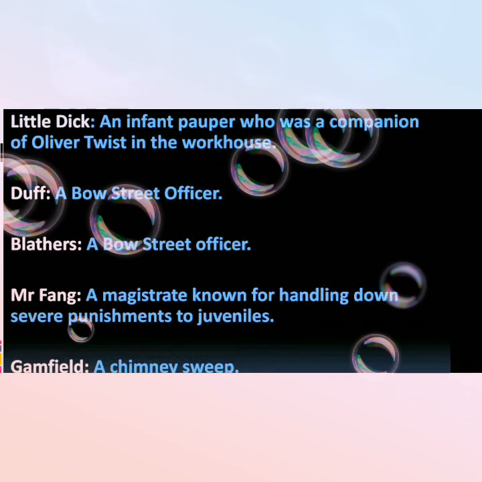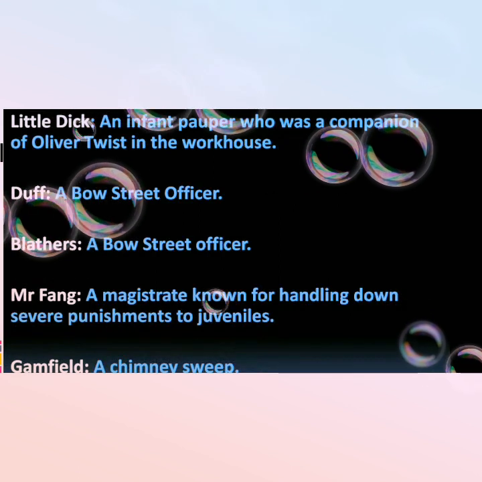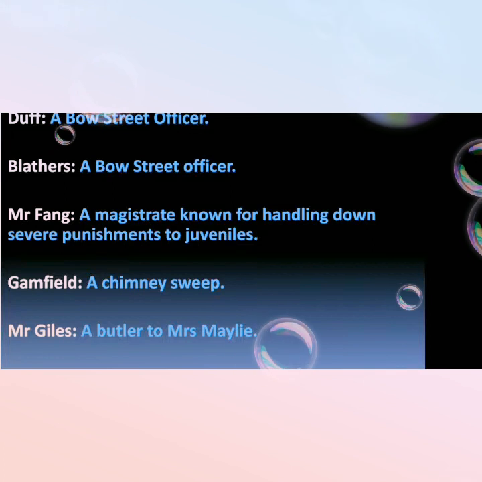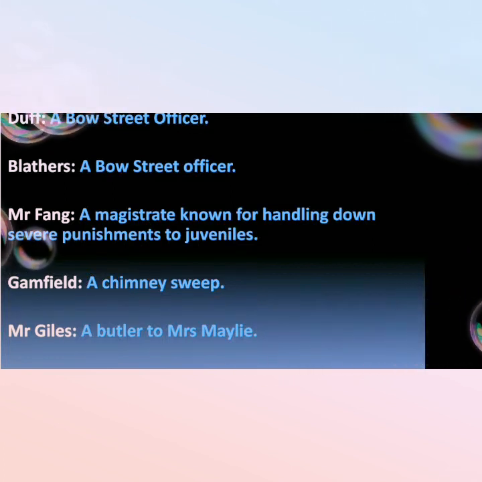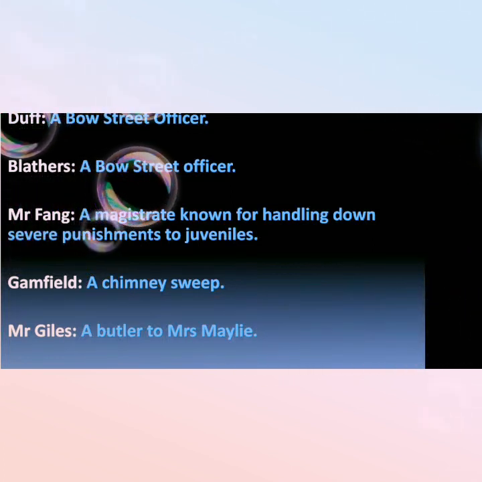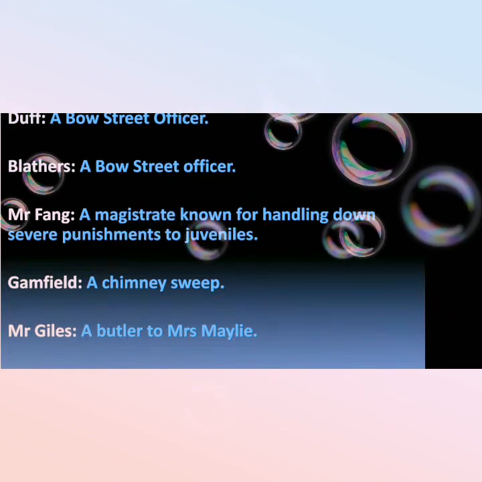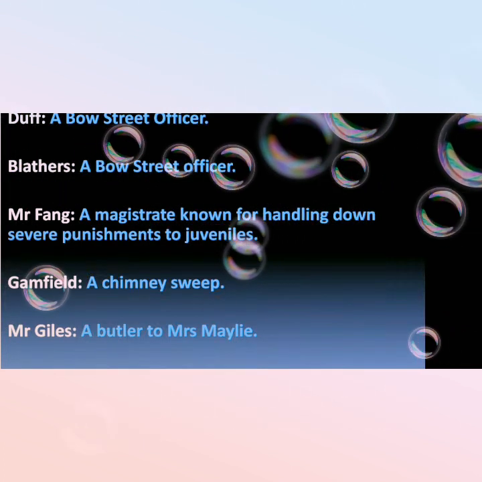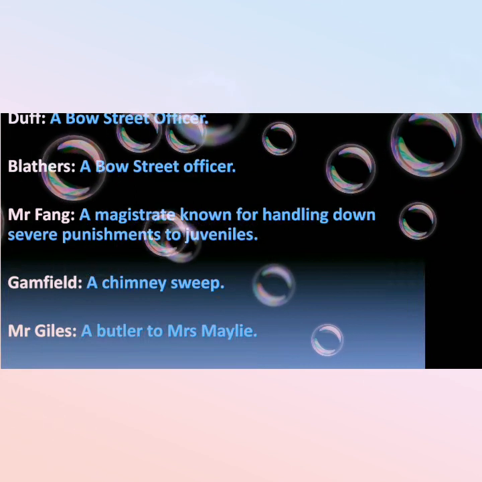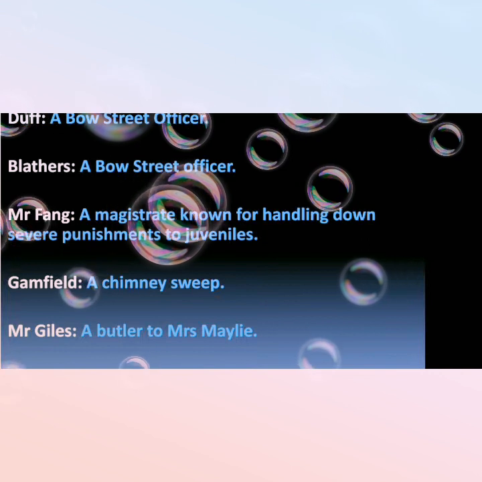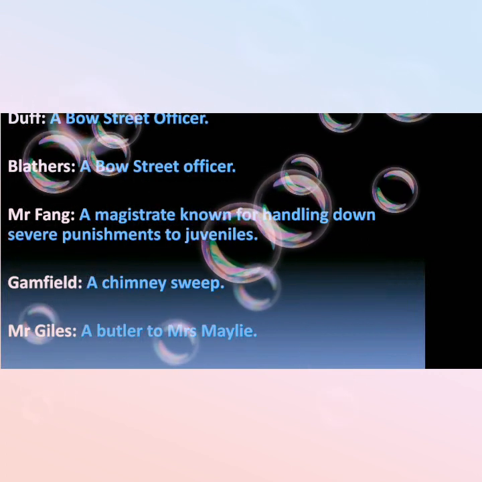And then there we have the character Duff. He is a Bow Street officer. And another Bow Street officer is Blathers. And then Mr. Fang is a magistrate known for handing down severe punishments to juveniles. And then there we have the character of Gamfield, who is a chimney sweeper. And then the character of Mr. Giles. He is a butler to Mrs. Maylie.